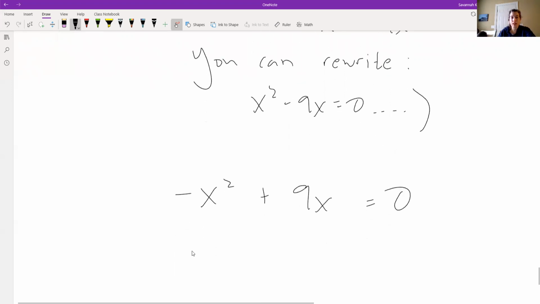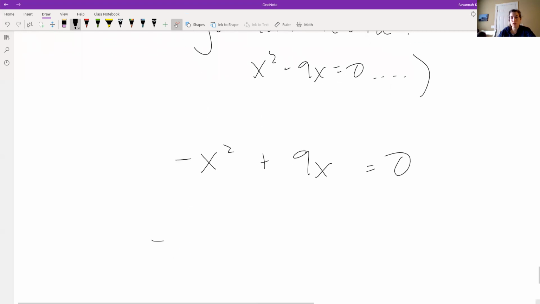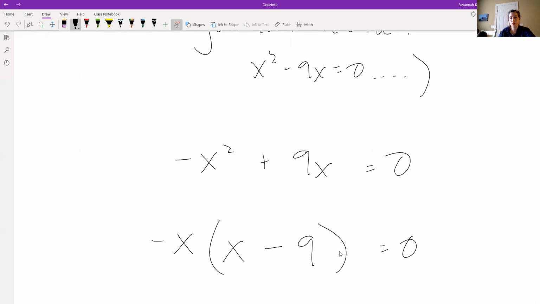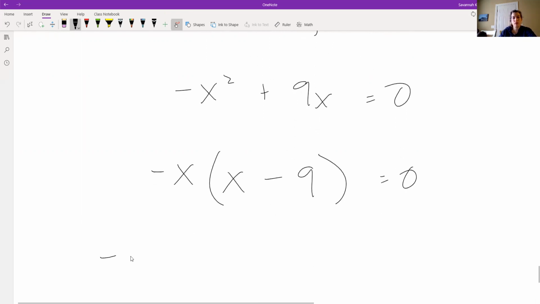And I'm being led by a negative here. I'm going to pull that negative out. I also have a GCF of x. I'm going to pull that out. Looks like I get this, which is exactly what I would get if I chose to approach it up there. Okay, so I want negative x to be equal to 0, or x minus 9 to be equal to 0.